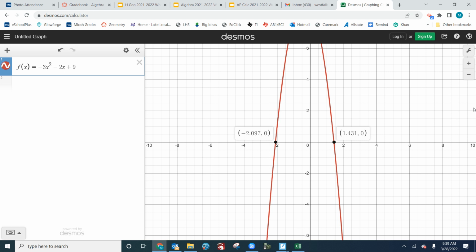-2.10. And then what would the positive 0 be? Samara, what would that be? Hundredths place. No. We already got this one. This one. 1.43. Is everybody good? All right, why don't you guys go ahead and try D.